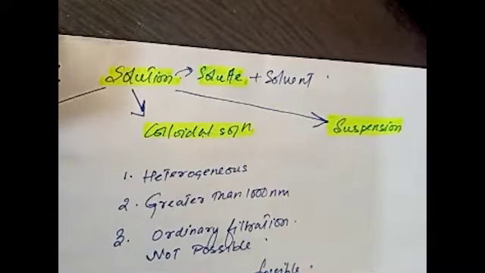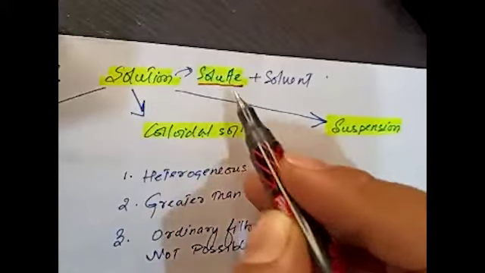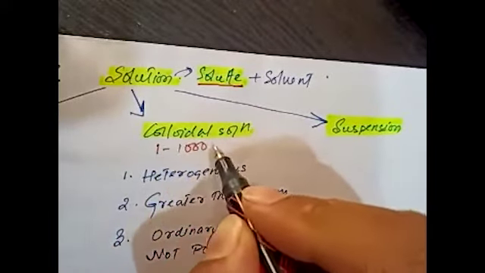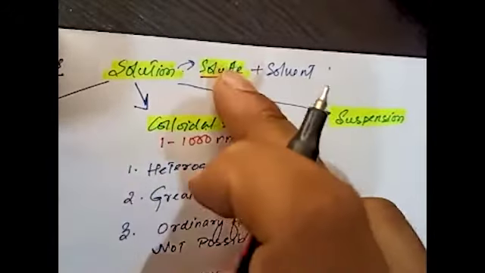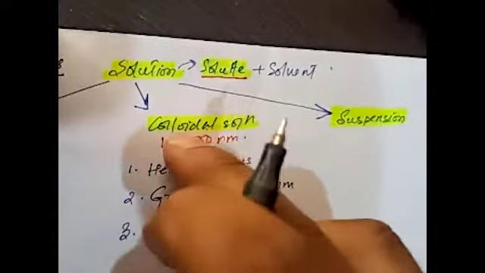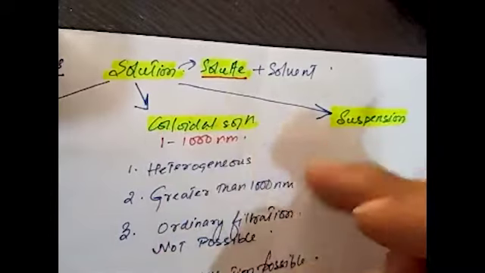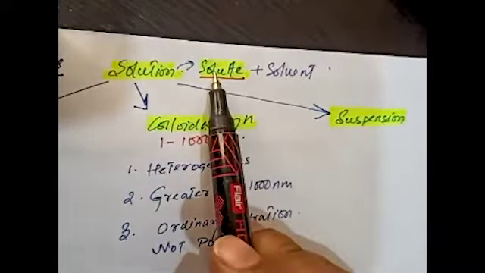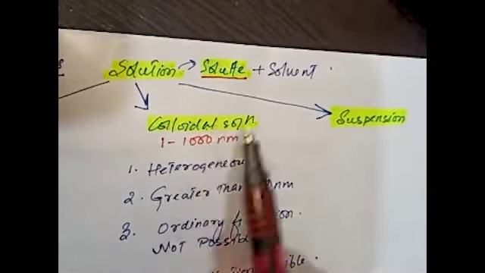If the size of the solute particle is between 1 to 1000 nanometer, that is, if the size of the solute present in the colloidal solution is 1 to 1000 nanometer, then it is known as a colloidal solution. A solution means solute and solvent; if the particle size is within 1 to 1000 nanometer, it is called a colloidal solution.